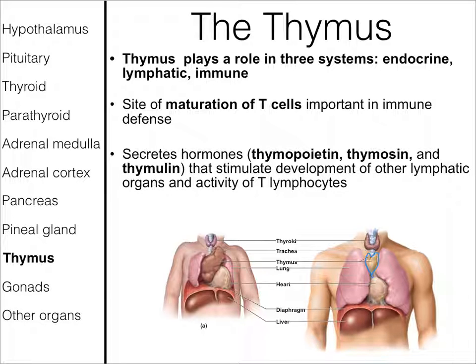The thymus is another dual functionary gland. It plays a role in 3 systems: the endocrine system, the lymphatic system, and the immune system. Now, the lymphatic system and the immune system are basically the same. The lymphatic system's, one of its 2 main jobs is to run and coordinate the immune system.